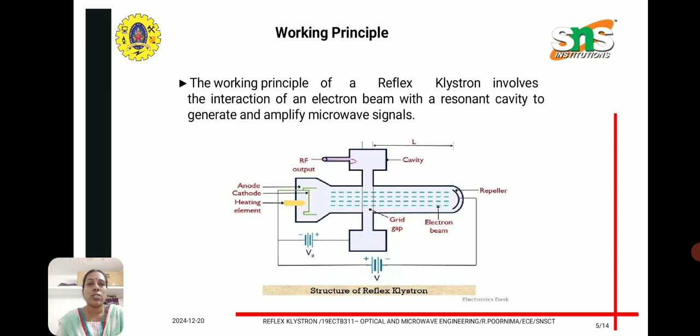Let's see the construction and working principle of the reflex klystron. Here we can see the resonant cavity. The electron beams are emitted from the cathode and travel through the drift space, and the interaction of the electron beam with the cavity generates and amplifies the microwave signals. Here the repeller is used for reflecting the electron beams.